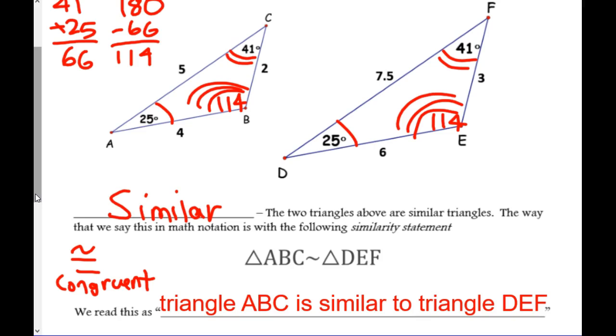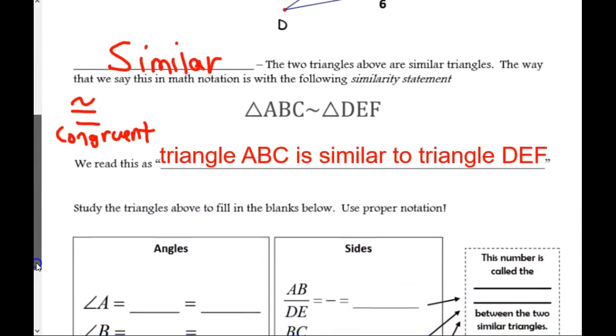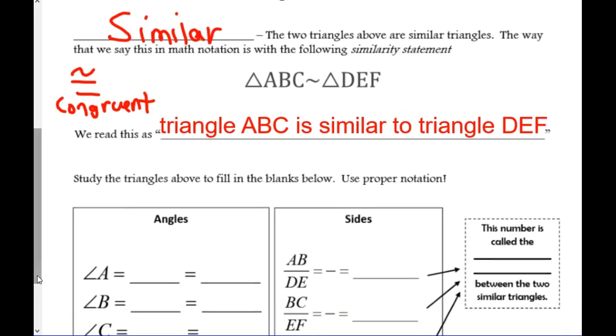Now we're going to tie in the warm-up with what we're doing today in a minute. But first things first, we want to say something about the angles and the sides. Now, again, the faster you help me, the faster we get through this. Angle A matches what angle on the other triangle? Angle D. Write that down.